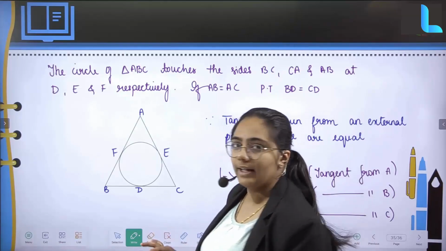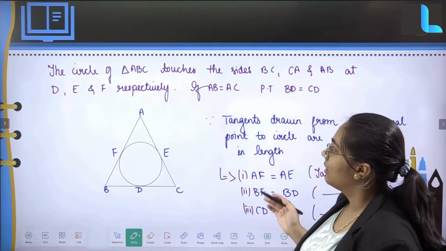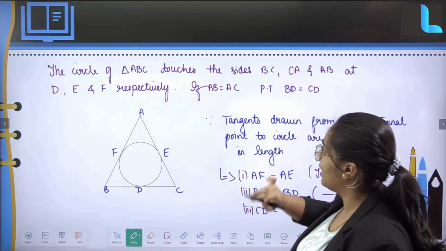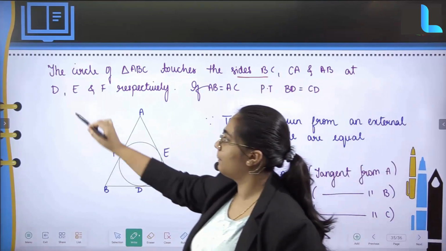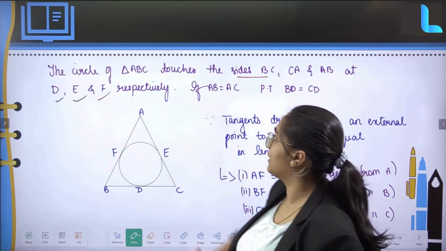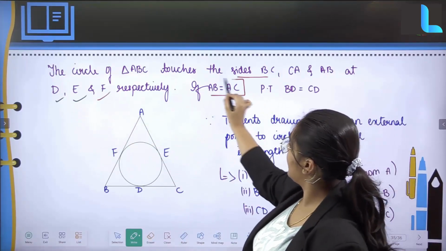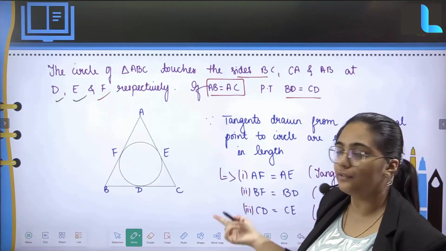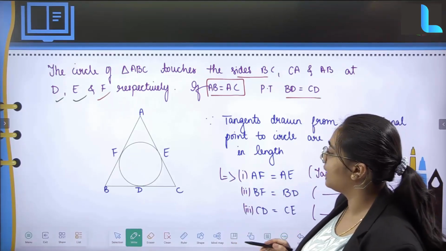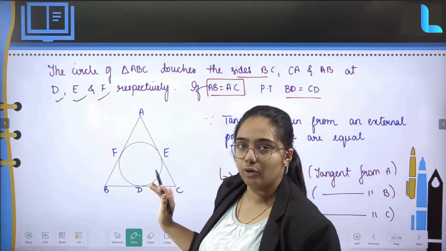Next question, a simple one and yet scoring one. The circle of a triangle ABC touches the sides BC, CA and AB at certain points D, E and F respectively. If AB is equal to AC, which is already provided, you have to prove that BD is equal to CD. So how are we going to proceed?